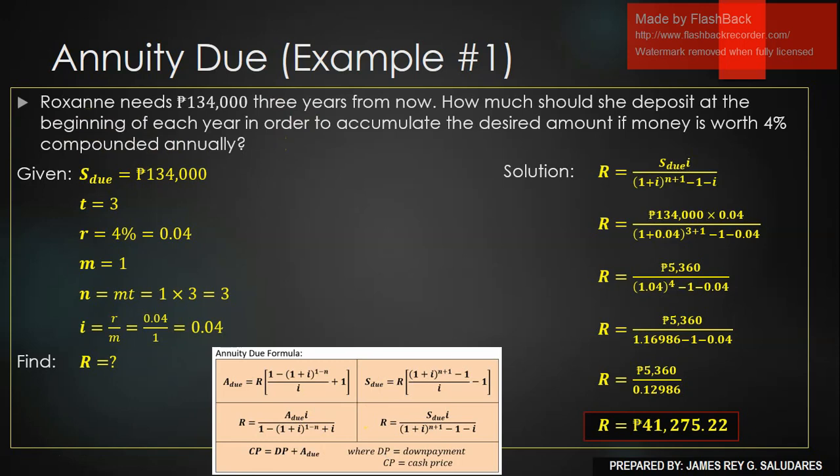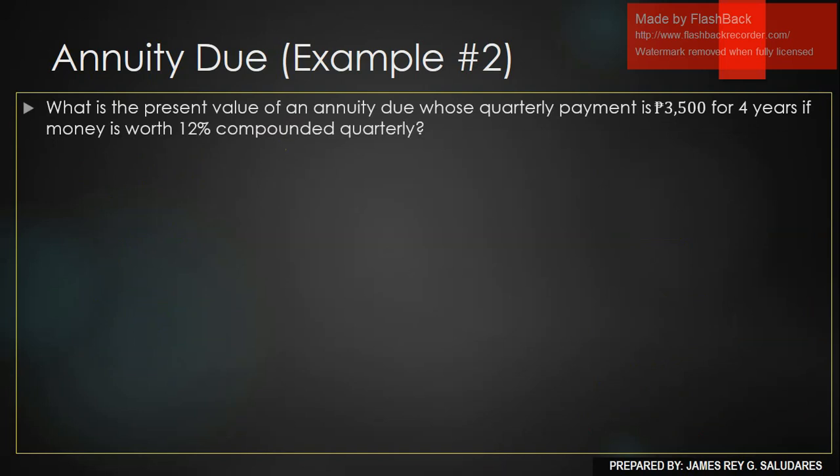Okay, so let's proceed with example number 2. What is the present value of an annuity due whose quarterly payment is 3,500 for 4 years, if money is worth 12% compounded quarterly?